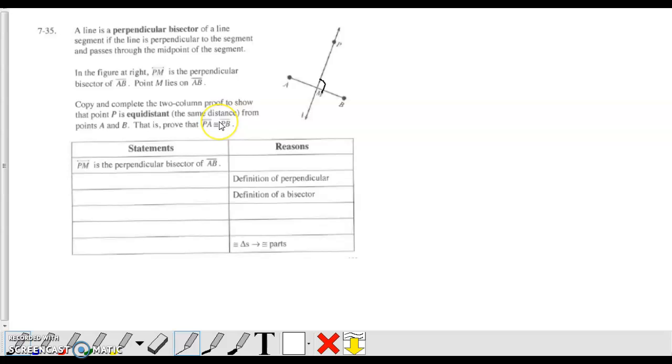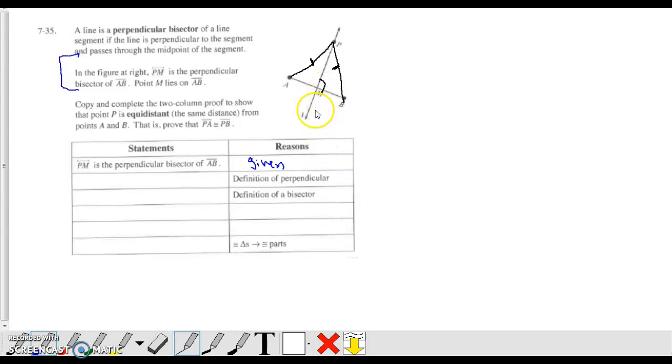So copy and complete the two-column proof to show that P is an equal distance from point A to B. So basically what we're trying to do is prove that this guy and this guy are basically the same parts. Okay? So let's start off with what we know. It says, statement, PM is a perpendicular bisector of AB, right? Why? Because of this piece right here. It was given information.